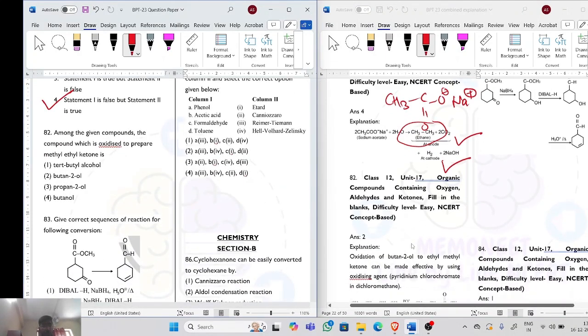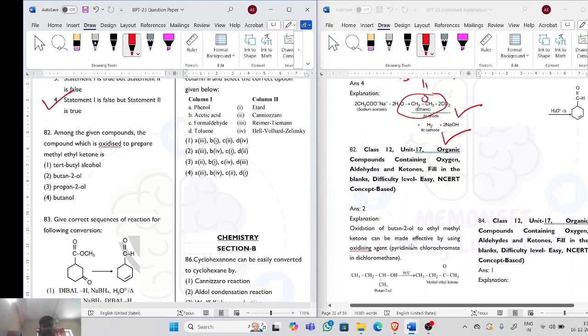Now question number 82. Among the given compounds, the compound which is oxidized to prepare methyl ethyl ketone. First of all we have a ketone, then an ethyl group, and then a methyl group. We want this product on our product side. Since a ketone group is present, we require a 2-degree alcohol for oxidation. We can check which of the following is a 2-degree alcohol, and the number of carbon atoms must be the same. So option number 1 will definitely be incorrect.